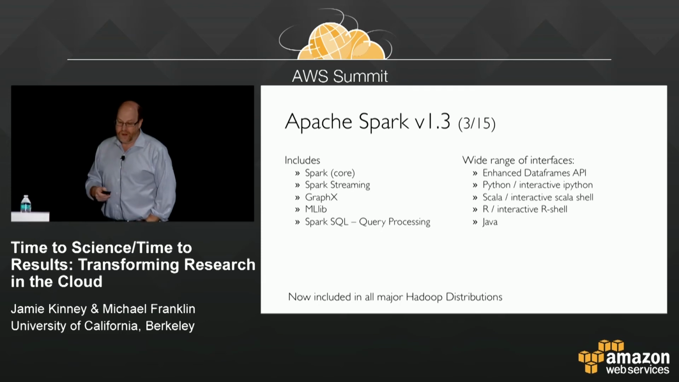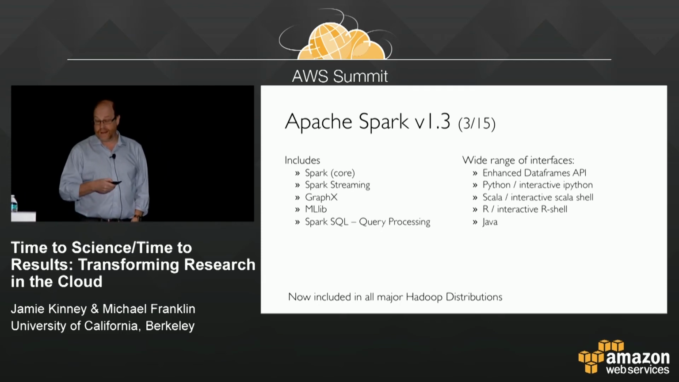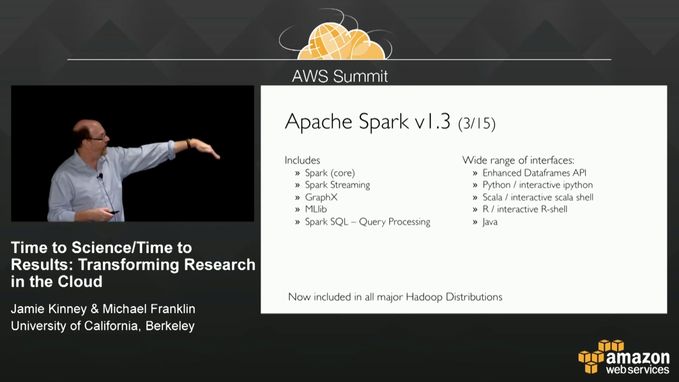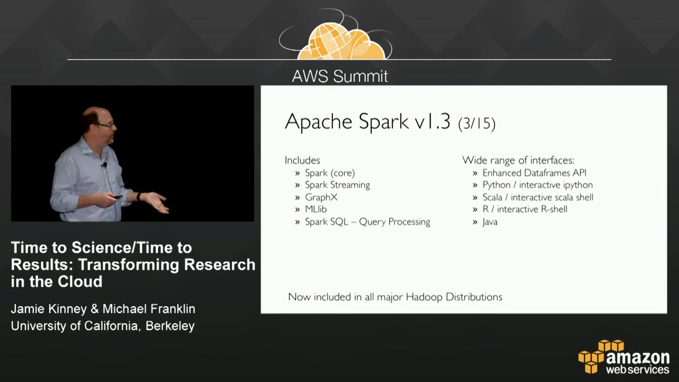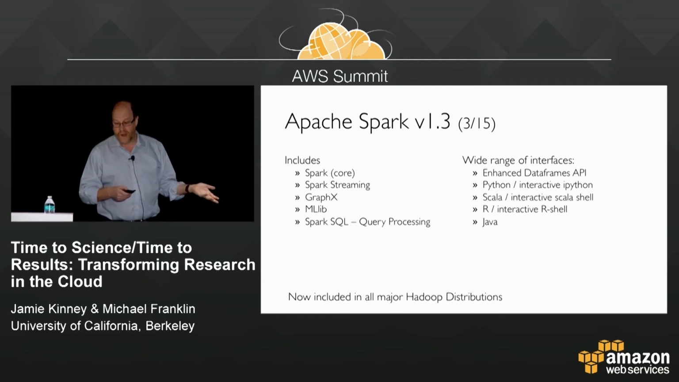The current release of Spark is 1.3. It was released last month, and it comes with these features here: the core Spark, the streaming, graph processing, machine learning, and the SQL processor.